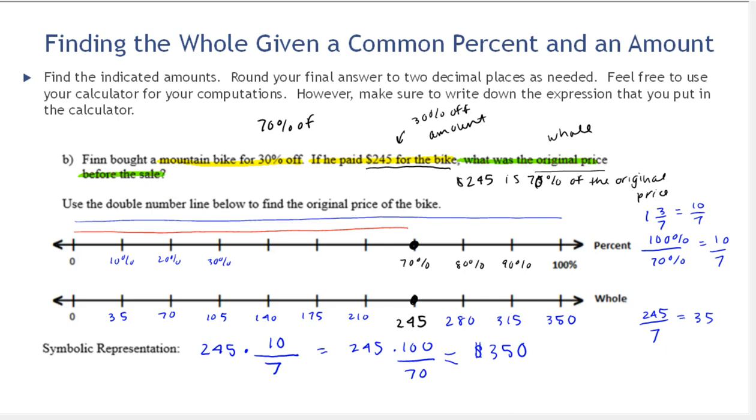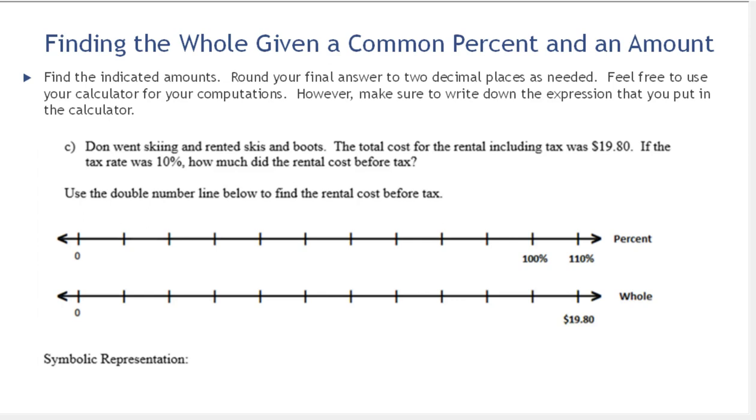Let's do one last one. Don went skiing and rented ski boots. The total cost for the rental, including tax, was $19.80. If the tax rate was 10%, how much did the rental cost before tax? Okay. So here are our number lines. This time, we're given that 110% is $19.80. We want to find 100%.